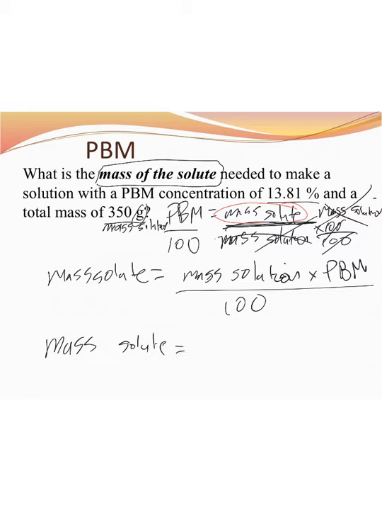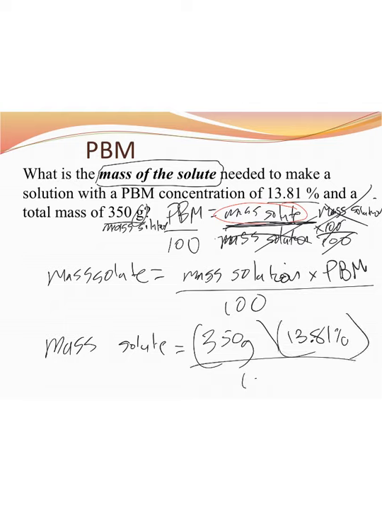And the mass of solution was 350 grams. The percent by mass was 13.81%. And then the 100 had no unit in it. So when you punch it out, your answer should be roughly about 48.3 grams. And that makes sense because you're looking for mass. The only unit left over is gram, which is a representation of mass.